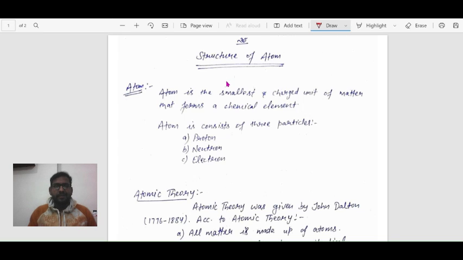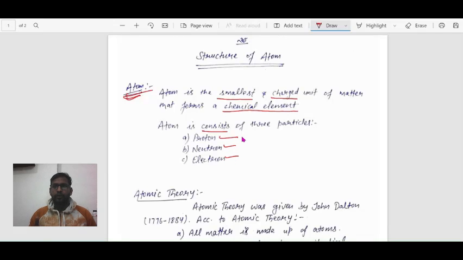So today we will study the structure of atom. First of all, we should know what an atom is. An atom is the smallest neutral unit of matter that forms a chemical element. And an atom consists of three particles: proton, neutron, and electron.